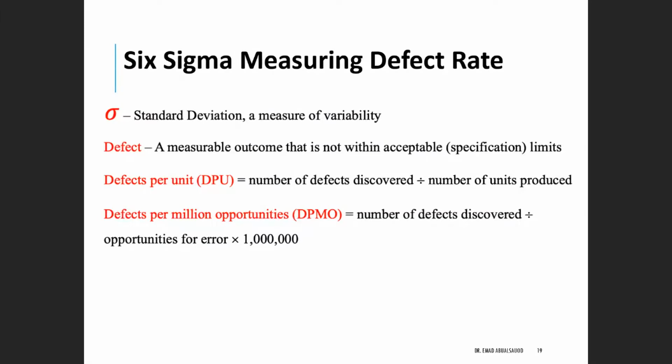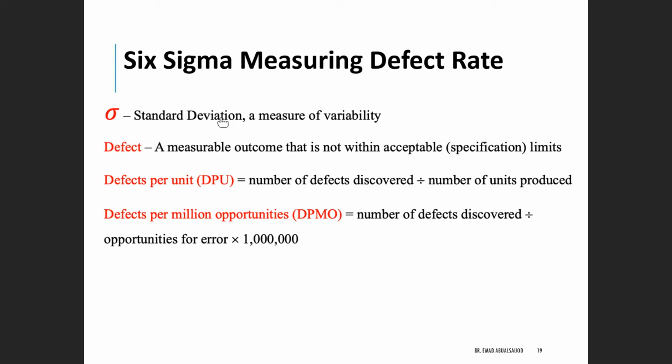When we now go back to Six Sigma, we are going to explain in this session how we measure the sigma level and the defect rate. The most common way to measure the sigma level is the DPMO method, which is defects per million opportunities. What is defects per million opportunities? Before that, we have again to revise what the standard deviation or the sigma level is.